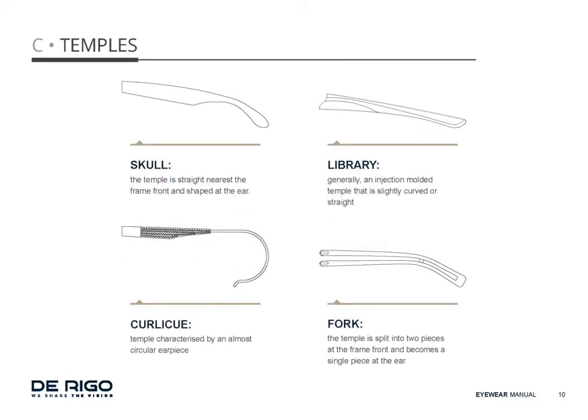The temples. Skull is when the temple is straight nearest the frame front and shaped at the ear. Library is generally an injection molded temple that is slightly curved or straight. Curlicue is a temple characterized by an almost circular earpiece. Fork is when the temple is split into two pieces at the frame front and becomes a single piece at the ear.